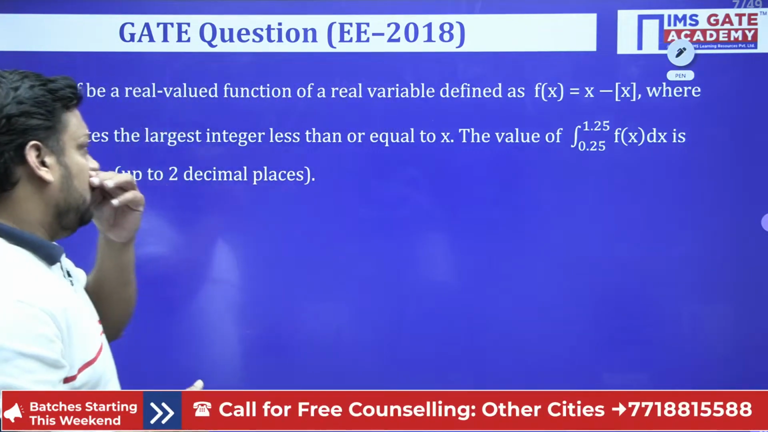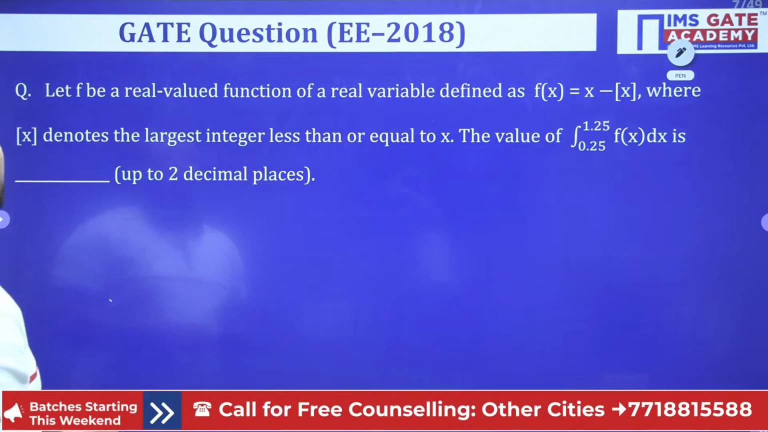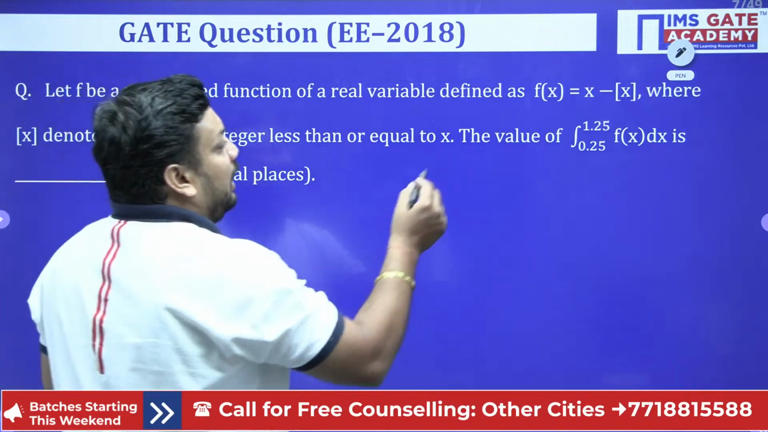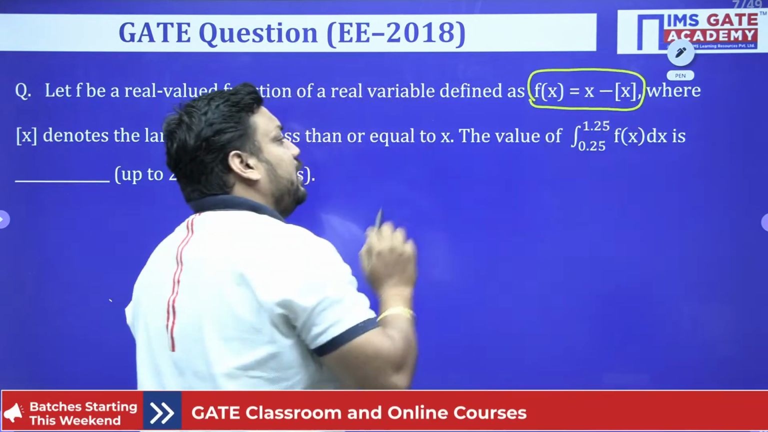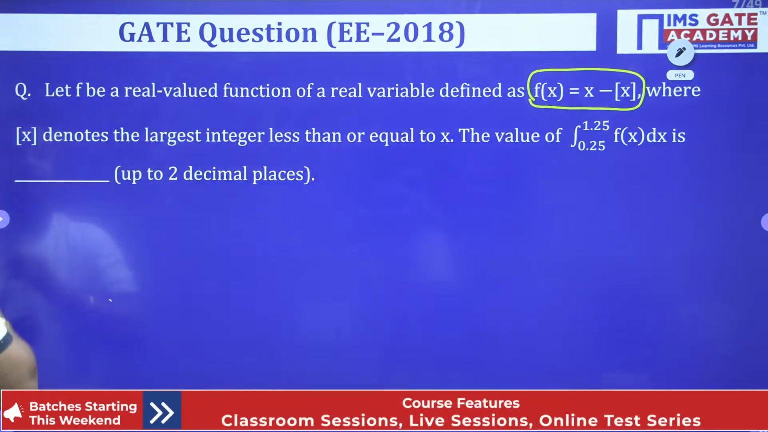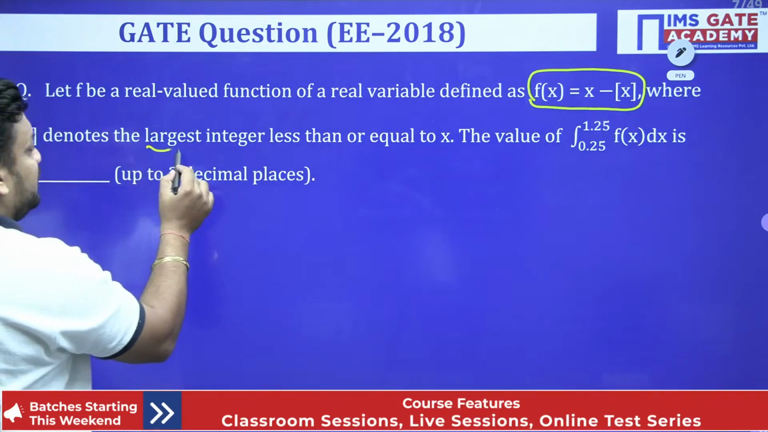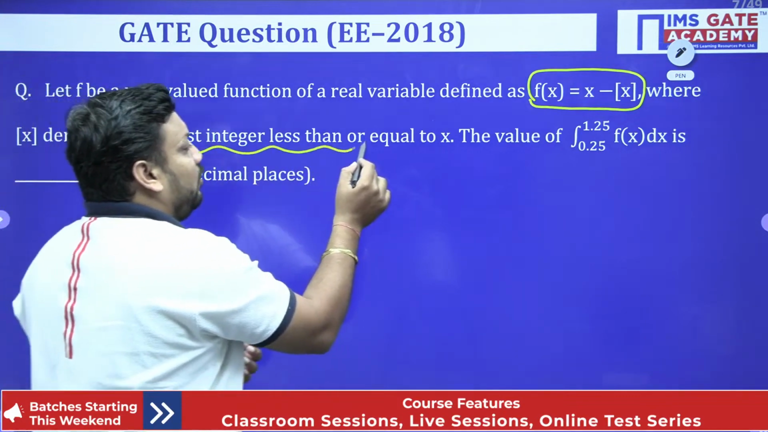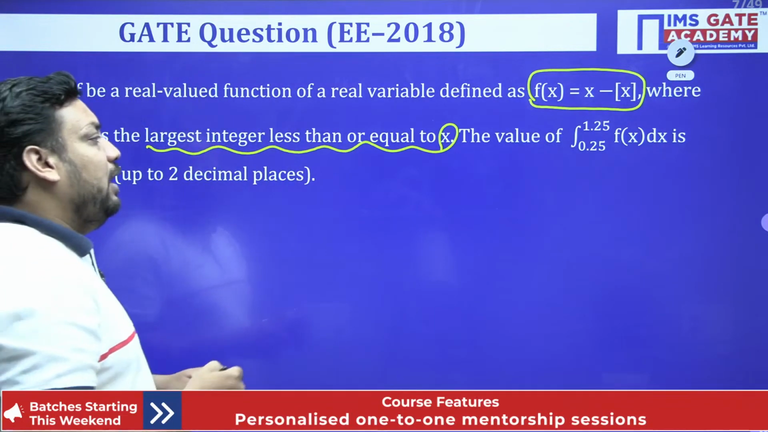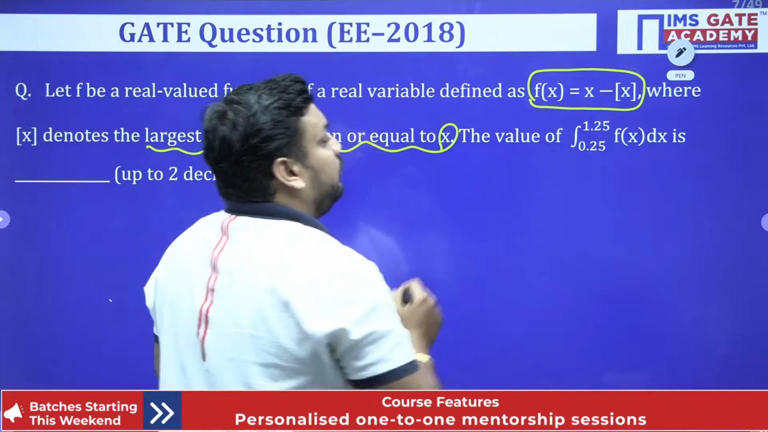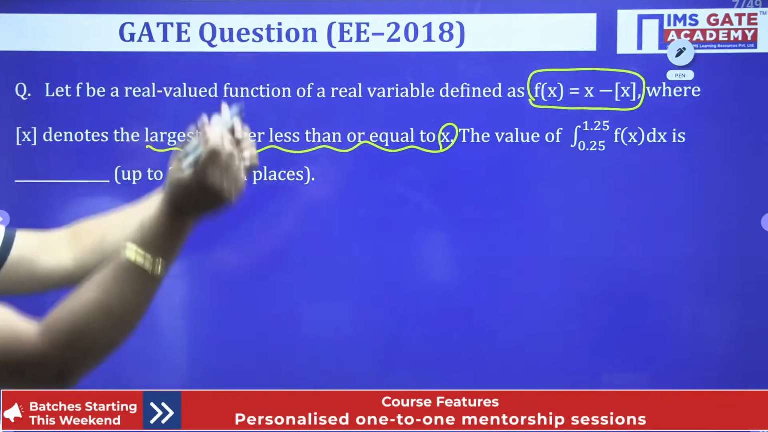Okay. So it's a good question actually. EE18. Let f be the real valued function f(x) = x minus bracket of x, where bracket of x denotes the largest integer less than or equal to x. The value of the integral from 0.25 to 1.25 of f(x) dx is what?